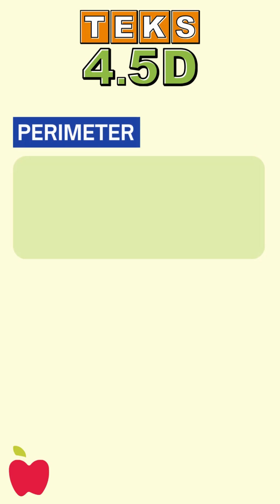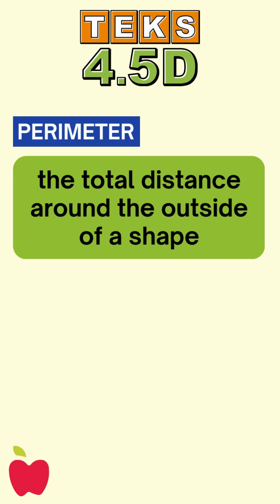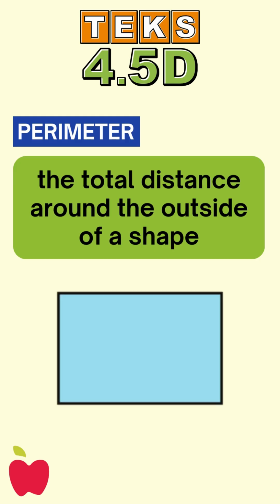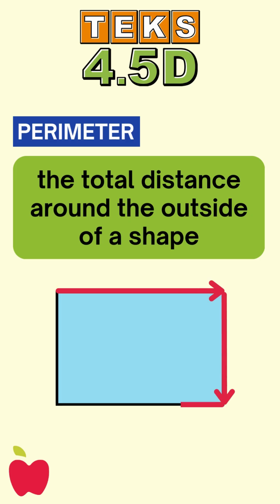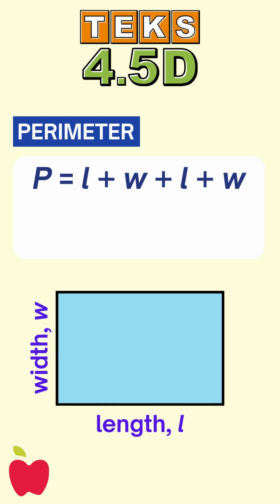Now, let's talk about perimeter. The perimeter is the total distance around the outside of a shape. To find the perimeter of a rectangle, we add up the lengths of all four sides. You can use two different formulas for perimeter. The first one is perimeter equals length plus width plus length plus width. This means you add the length, L, and width, W, then add them again for the other two sides.